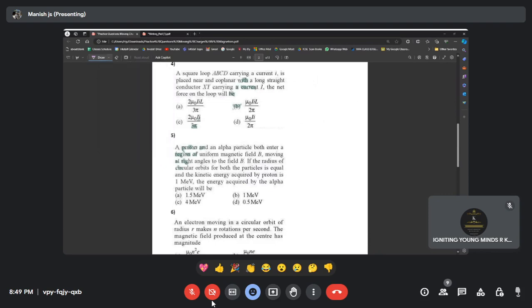Fourth question. You have a square loop ABCD that is carrying a current of I, and it is placed near and coplanar with a long straight conductor XY carrying current I. So what is going to be the net force on the loop? Let's try to picturize this. You have a square loop, say A, B, C, and D. It is carrying a current I through it. It is placed near and coplanar with a long straight current carrying conductor, which is I. What is the net force experienced by this loop? That is the question. So you have to find out what is the force experienced by it.